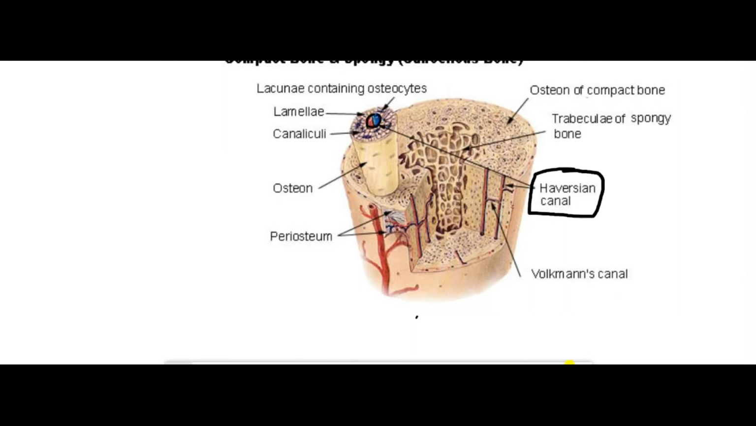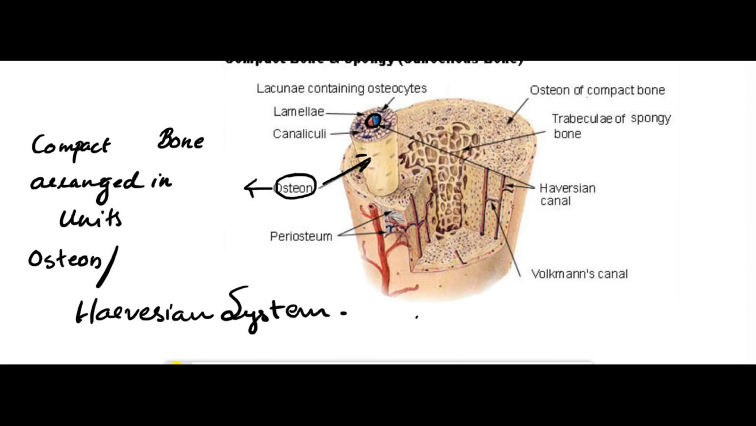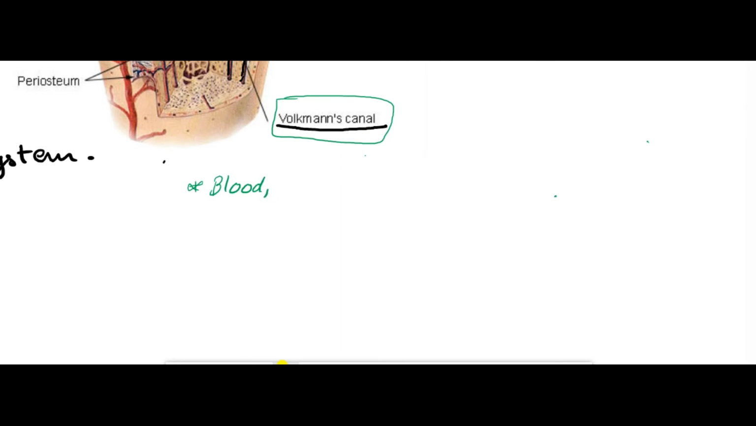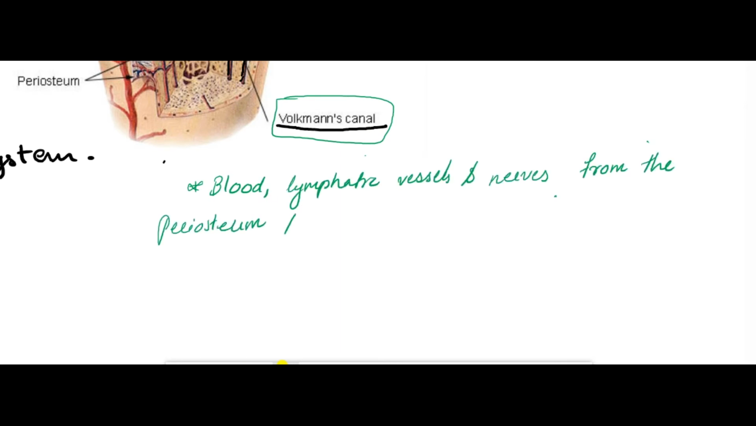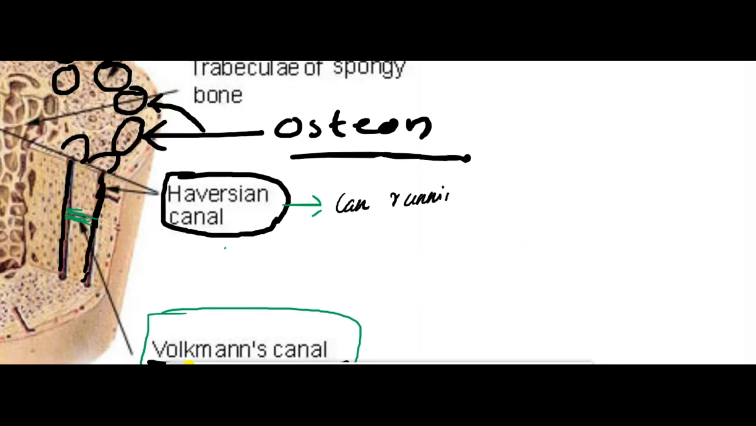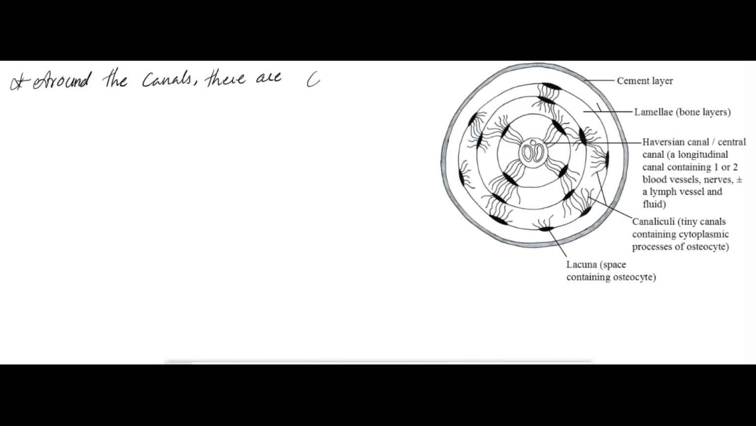Haversian canal is in the center of the osteon. Compact bone is arranged in units known as osteon, or Haversian system. We can see many osteons here, and in the osteon centrally we can see the Haversian canal, and there is a canal which links the Haversian canals. Blood and lymphatic vessels and nerves from the periosteum penetrate the compact bone through this Volkmann's canal. Haversian canals run longitudinally through the bones. Volkmann's canals connect between these Haversian canals.